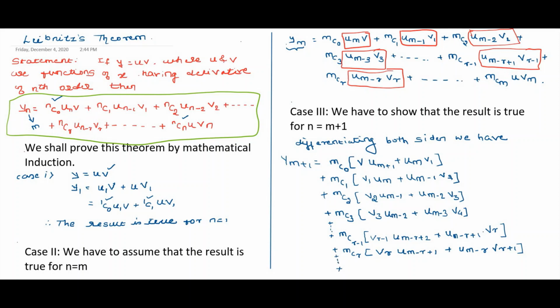Plus, at last, what is the differentiation of this u into v_m? So I will write mCm as it is into bracket, the second term v_m as it is. What is the differentiation of u? The differentiation of u is u1, plus the first term u as it is, and the differentiation of v_m is v_(m+1). So these are the differentiations of case 2.